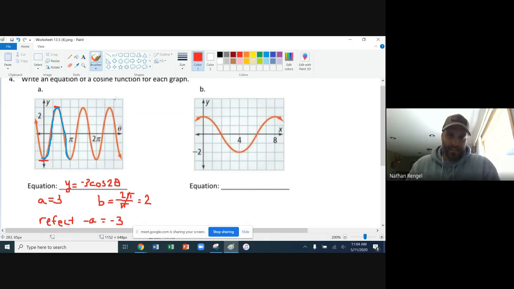I'm not worried about this last cycle. That last cycle would go out to 3 pi. I'm just cutting it off right here, looking at what is the b value. How many cycles does it take to get there? Now we'll head into our second equation.